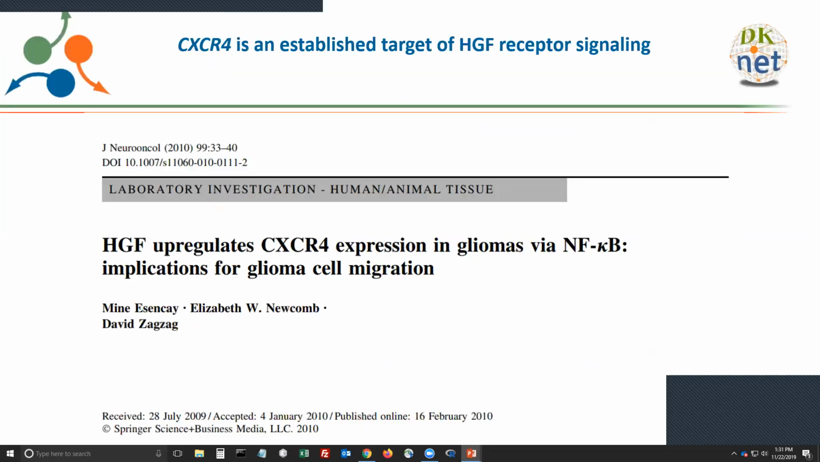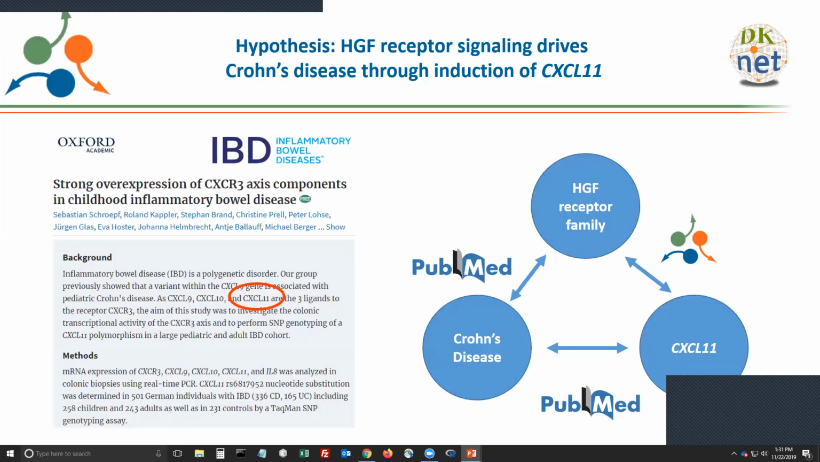So when we combine this SPP regulatory evidence with the literature evidence that CXCL11 is consistently overexpressed in Crohn's, we've closed that triangle again on our hypothesis that HDF is connected to Crohn's, at least in part, through the induction of CXCL11.